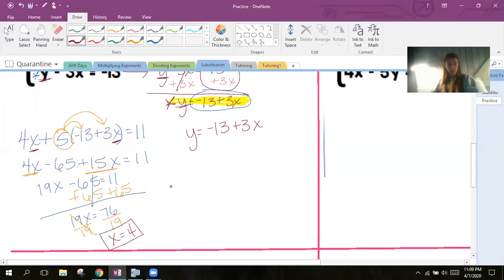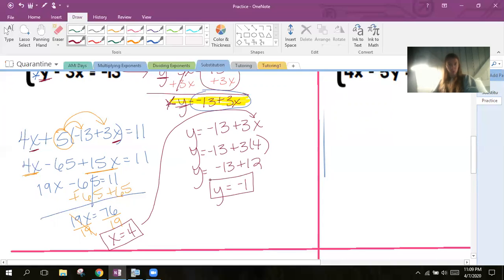Okay, so I know that x equals 4. So y equals negative 13 plus 3 times 4. I just simplify it. Y equals negative 13 plus 12. Y equals negative 1. All right, so the point where these two lines will intersect on the graph is at (4, negative 1).